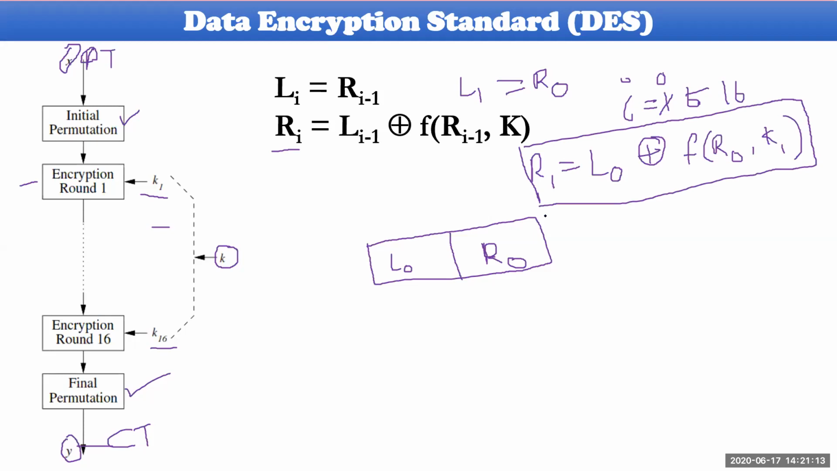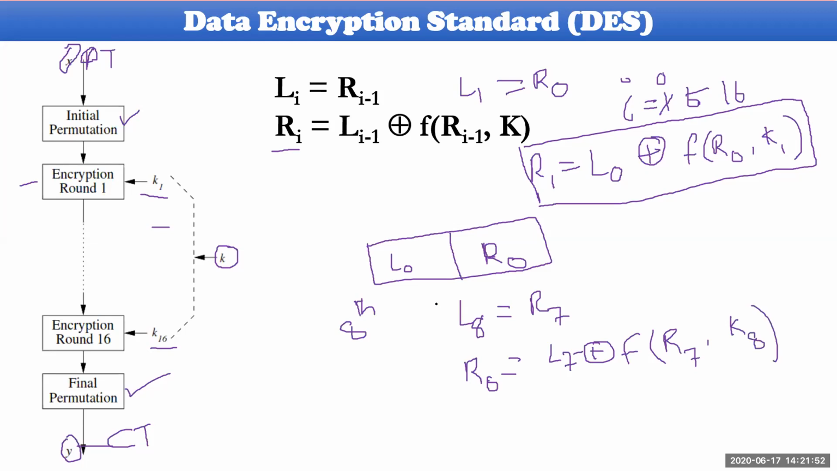If you take any round, whatever it may be, let me consider the 8th round. For example, in the 8th round, L8 will be equal to whatever output you have in R7, that could be directly taken by L8. But R8 will be taken as L7 exclusive-OR the function of R7 comma key 8. So this is the way it gets operated here.